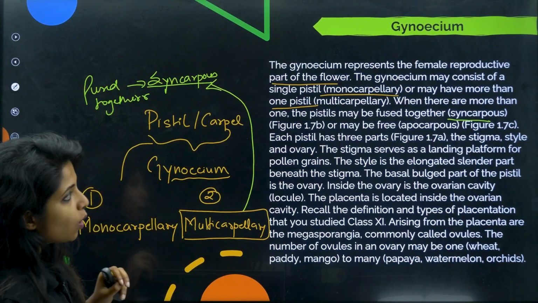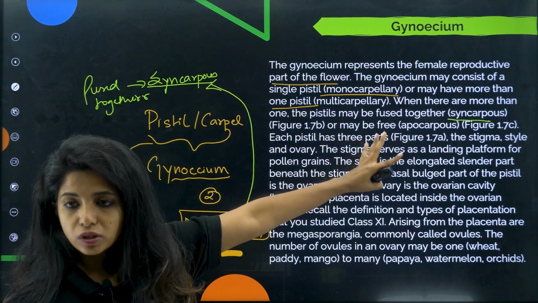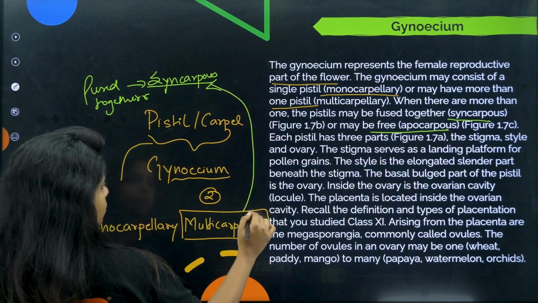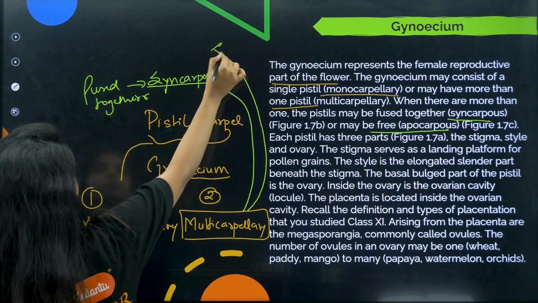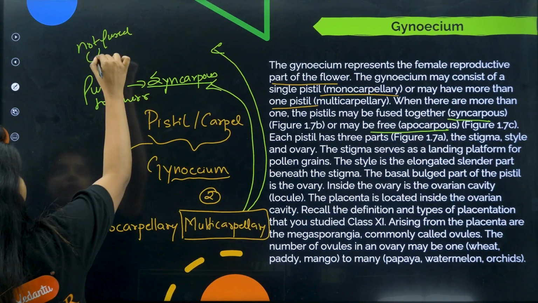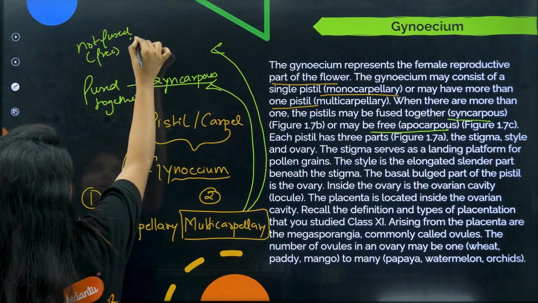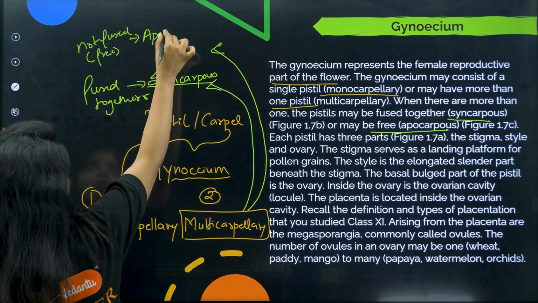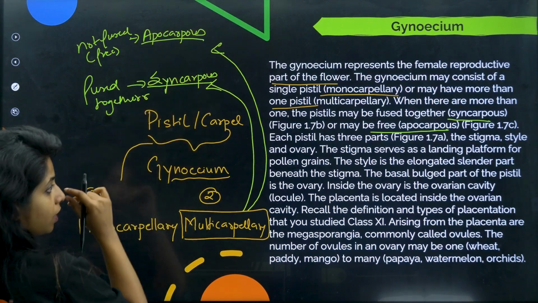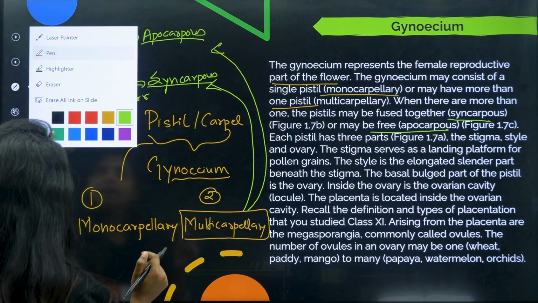Fine. And now, there could be cases when they are not fused, they are free. In that case, what do you call it? Apocarpous. So the second case is not fused, that means they are free. In this case, you say apocarpous. So this is syncarpous, the other one is apocarpous.